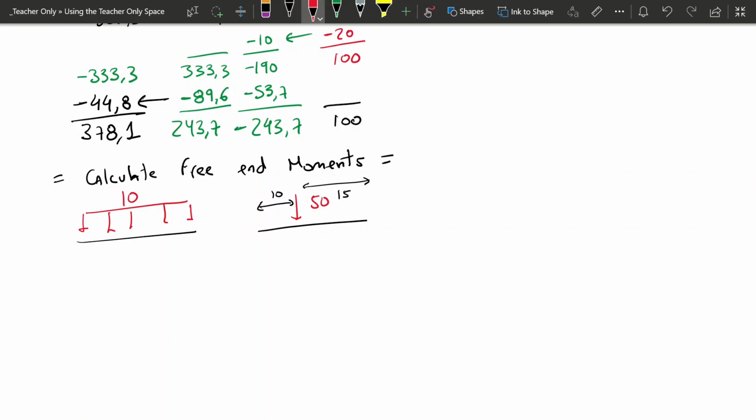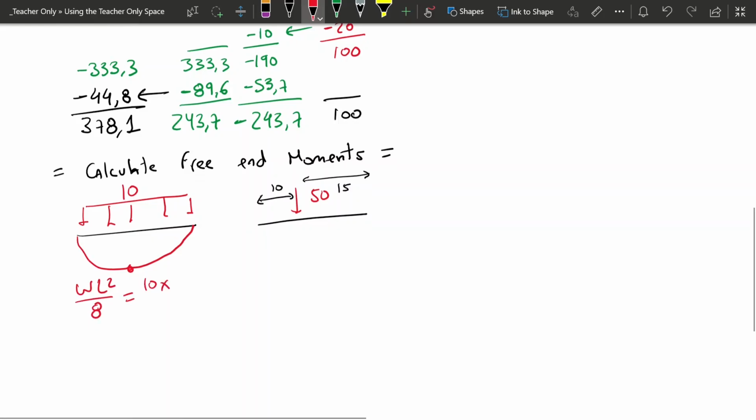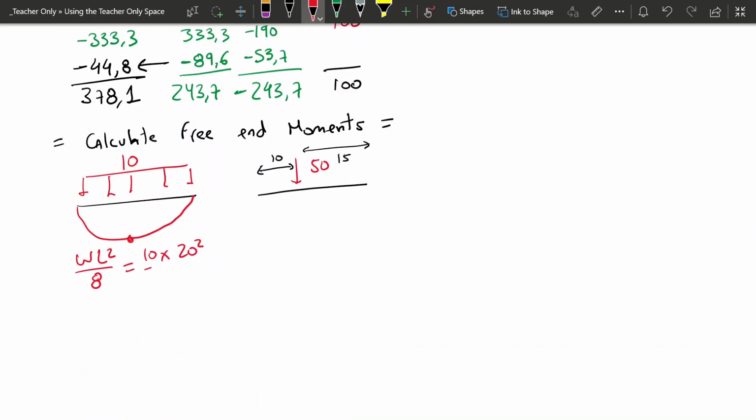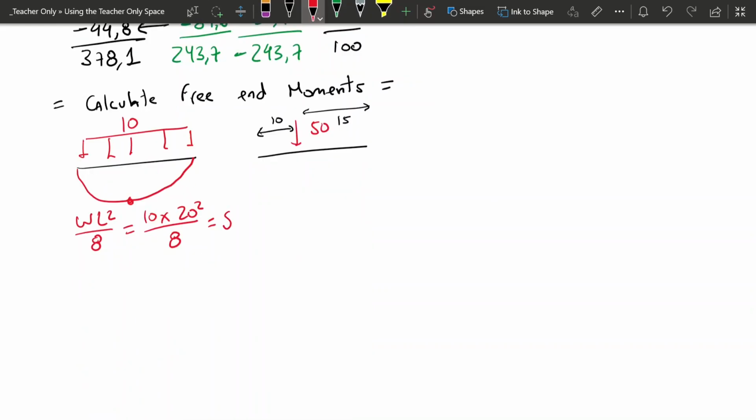So for the moment on the UDL, we know that it's a parabolic moment, and then the maximum is WL squared over 8. And in this case, it is 10 times 20 squared divided by 8, and this is equal to 500.